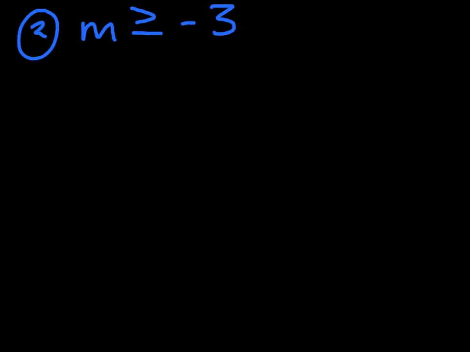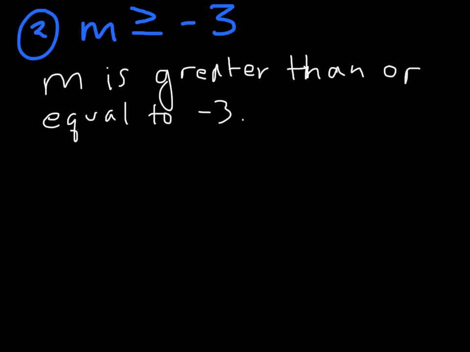Number 2 says m is greater than or equal to negative 3. If we write that out in words, it's just m is greater than or equal to negative 3, just like it sounds. Then we graph it: draw our number line again, put your 0 in there and your negative 3. Negative 3 is to the left of 0. This one is greater than or equal to, so I'm going to put a closed dot and shade to the right because I want greater than. So we have a graph that looks like this.